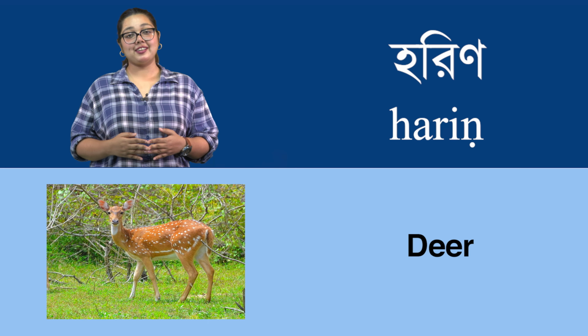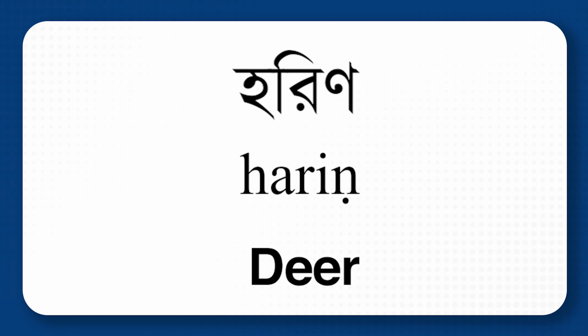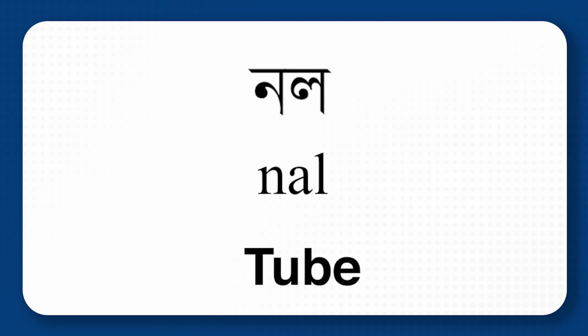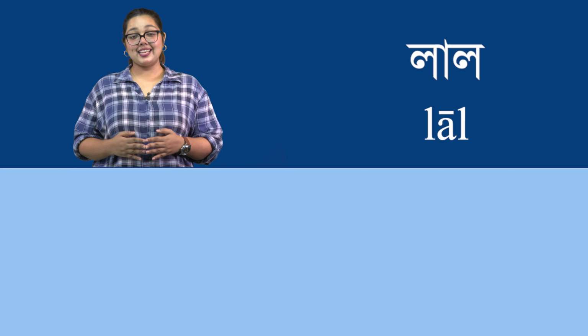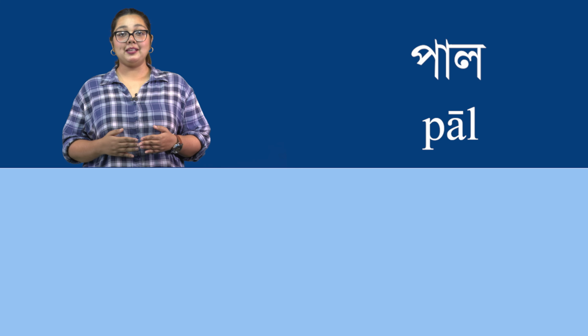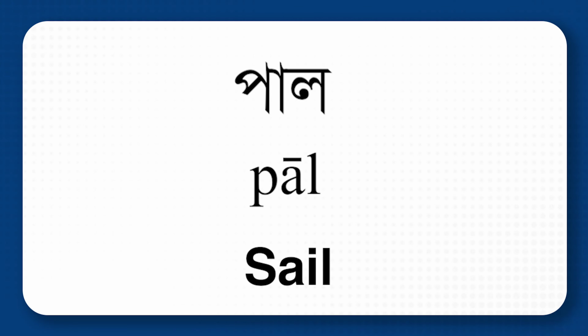Let's look at some examples using these letters. Bangla word Horin means deer in English. It is spelled as Ha, Boyshuno Roy Hoshorikar, Murdhanna, Horin. Bangla word Nol means tube in English. It is spelled as No, Law, Nol. Bangla word Lal means red in English. It is spelled as Loyakar, Law, Lal. Bangla word Pal means sail in English. It is spelled as Poyakar, Law, Pal.